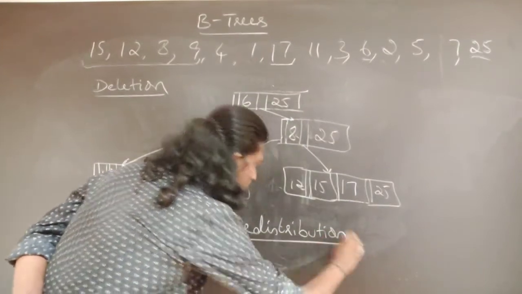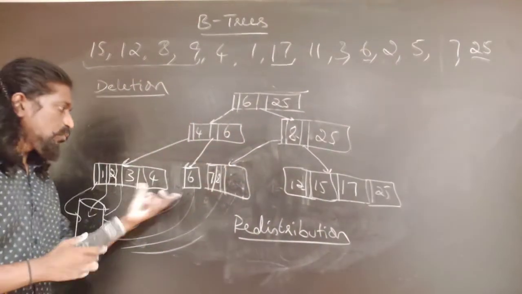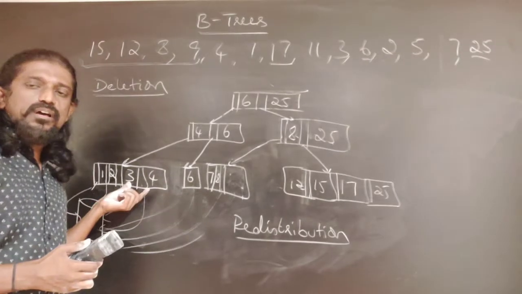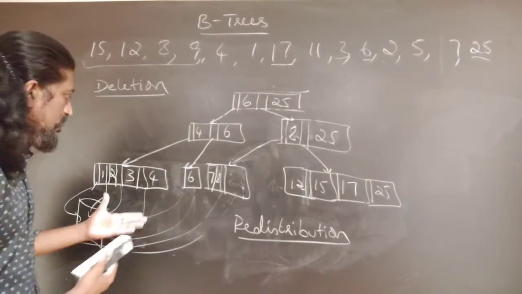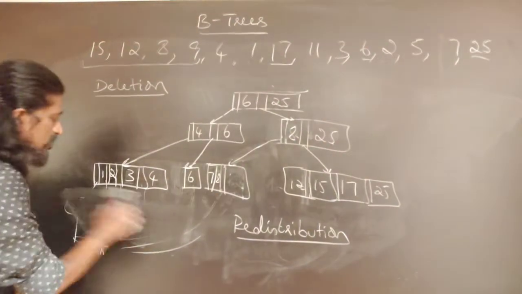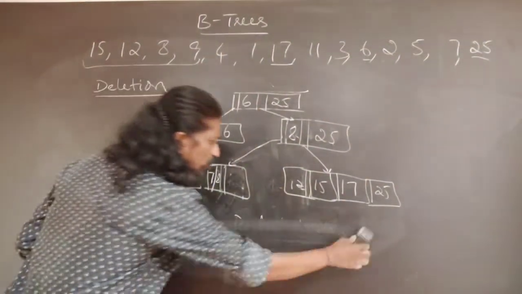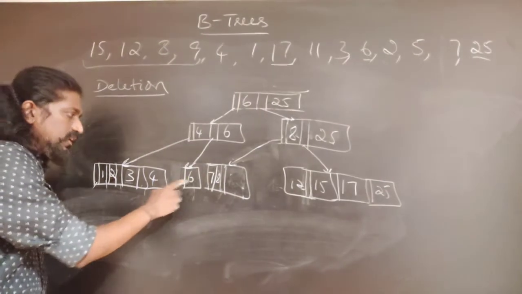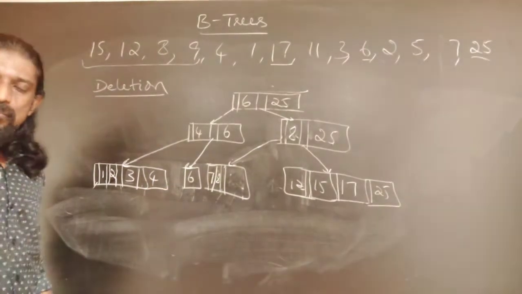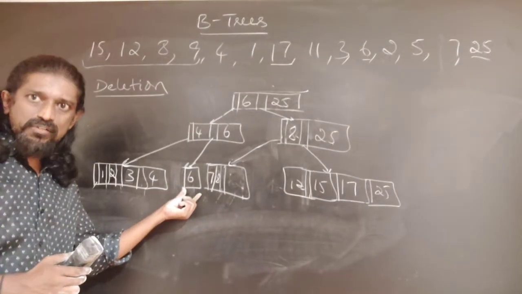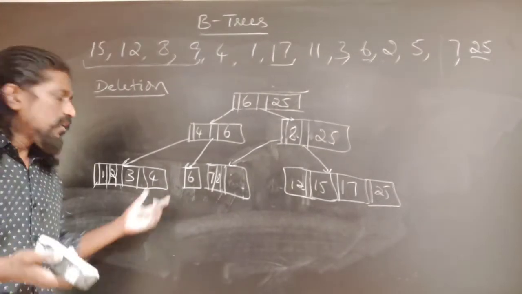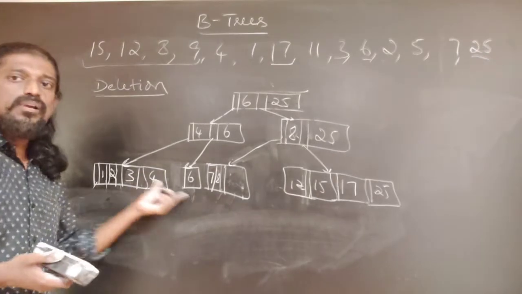So what is redistribution? In redistribution, instead of giving the keys to the neighbor, we borrow some keys from the neighbor. So how many keys can this node borrow? This node can borrow from a minimum of the number of keys required for its survival to a maximum number of keys that the neighbor can give.